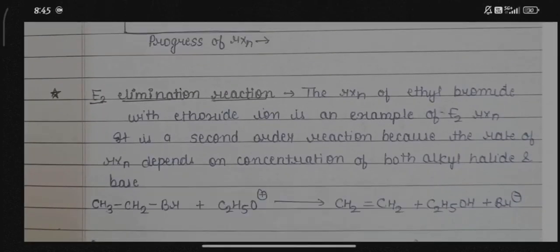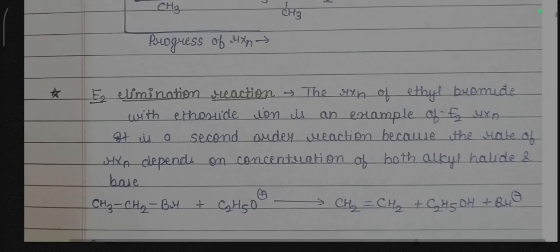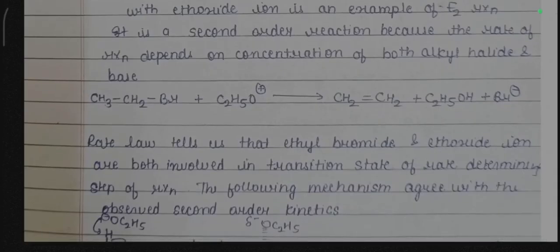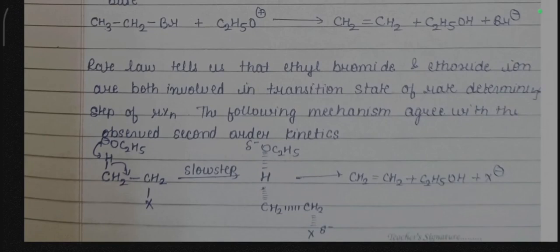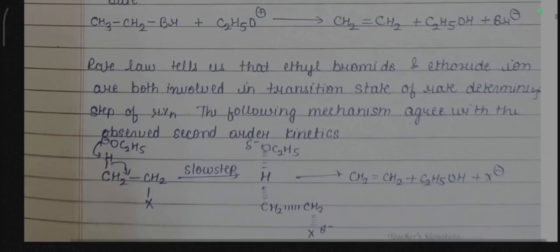E2 elimination reaction. The reaction of ethyl bromide with ethoxide ion is an example of an E2 reaction. It is a second order reaction because the rate of reaction depends on the concentration of both alkyl halide and base. CH3CH2Br plus C2H5O- gives CH2=CH2 plus C2H5OH plus Br-. The rate law tells us that ethyl bromide and ethoxide ion are both involved in the transition state of the rate determining step of the reaction. The following mechanism agrees with the observed second order reaction kinetics.